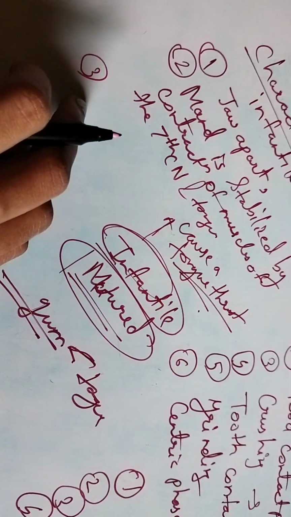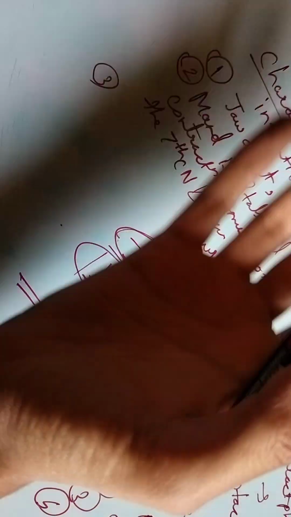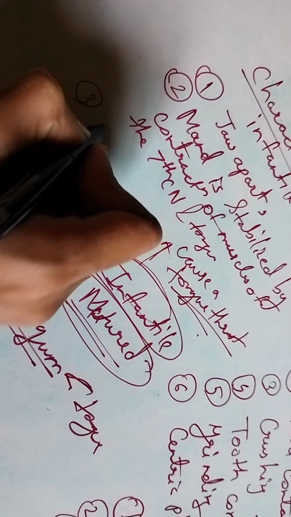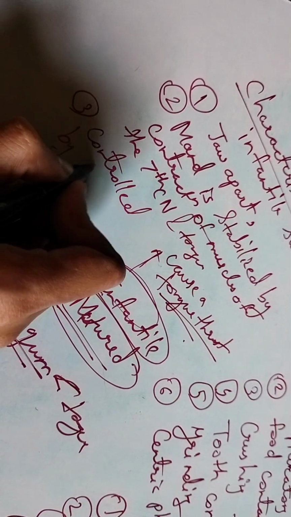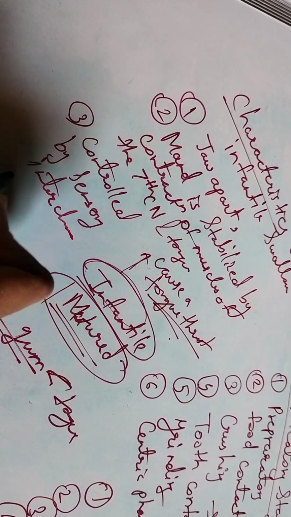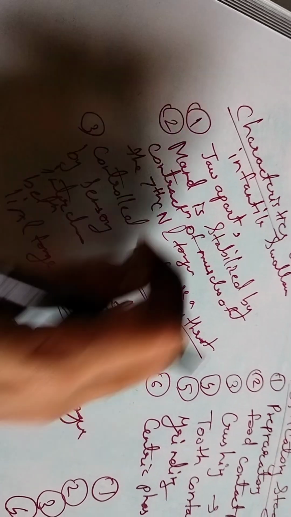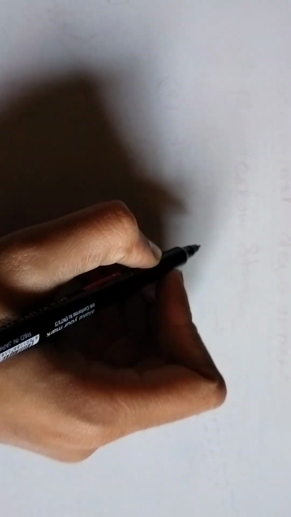Then the third characteristic is the swallow is guided and to a great extent controlled by sensory interchange between the lips and the tongue. Sensory exchange between lips and tongue are the characteristics of the infantile swallow. Then next is the characteristics of the mature swallow.